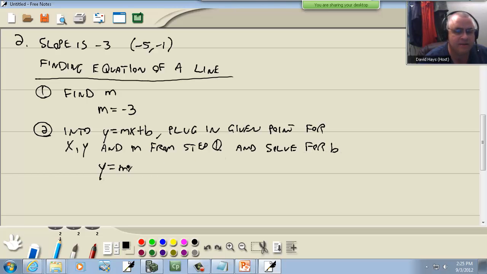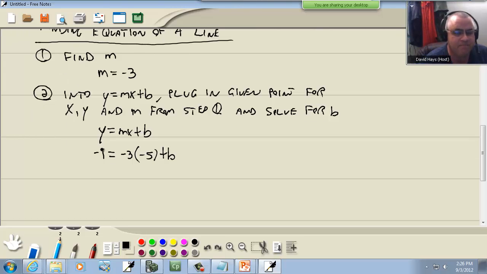Okay, so we got y is equal to mx plus b. Now they give us a point here, they say it passes through that, so they're basically giving us the x and they're giving us the y. So we'll put that specific point in. We'll put -1 in for the y. m from step 1 we said was -3, and x is -5. And then plus b. And then we want to solve for b. Well, negative 3 times negative 5 gives us positive 15 plus b. Take 15 over to the left side, it becomes a negative 15. And we get b is equal to negative 16.